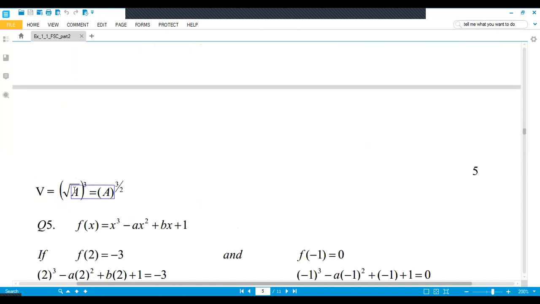So you will get the required answer. V is equal to, in place of x, under root a cube. So that will be a to the power 3 over 2. You know that a square root is power half, so 3 over 2. Or you can write it like this. If you want to simplify, you can simplify, or you can just write it as under root a whole cube.